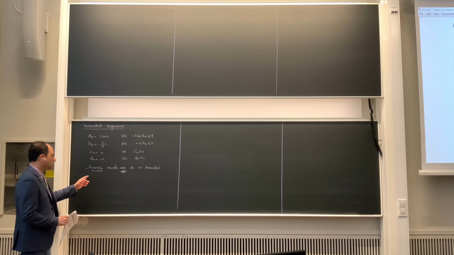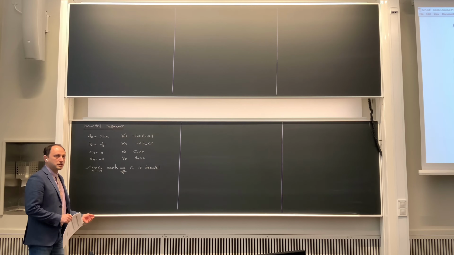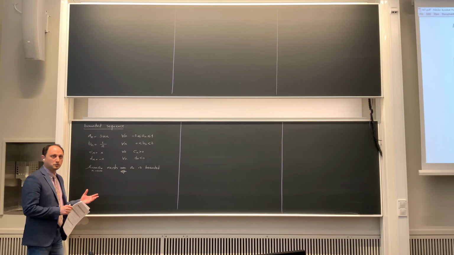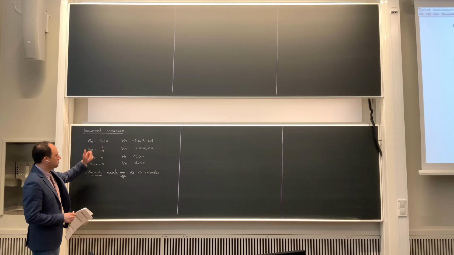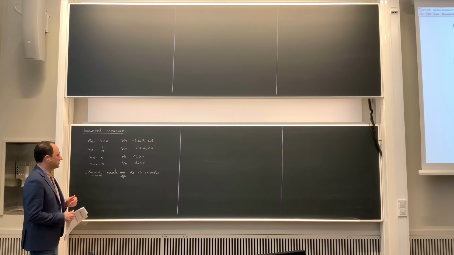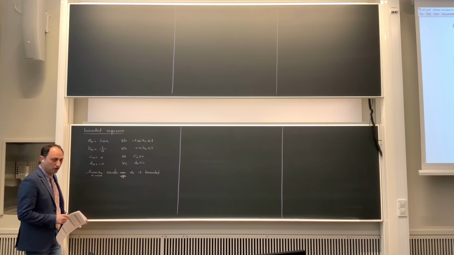For example, can you remember a counterexample from what we had in the previous lesson? You remember we had a sequence. I didn't talk about boundedness at that time, but if you think a little bit harder, you will find a sequence which is bounded, but it is not convergent. Of course, this is also the case: this sine n is bounded and it is not convergent.